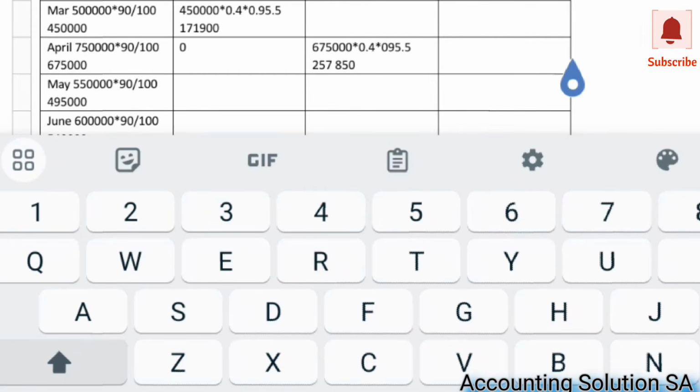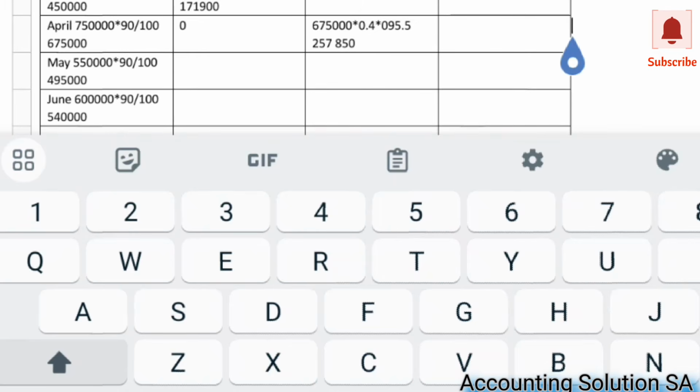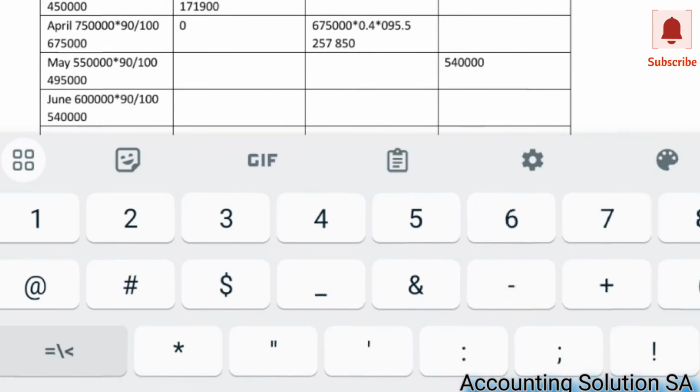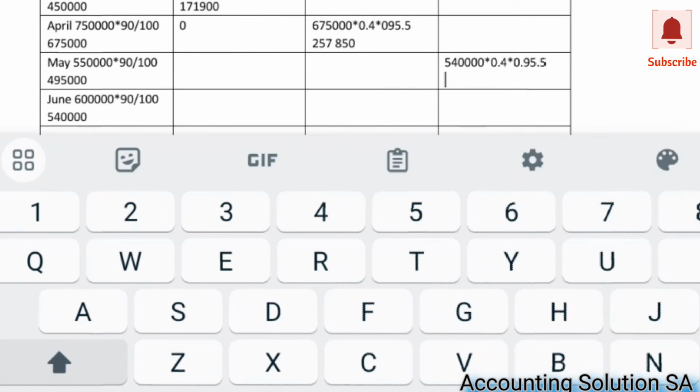Simple as that. Okay, now let's go to May. The following month of May is June. Okay, which means that this June is the one that we are going to calculate. 540,000 and we multiply by 0.4 and we multiply by 0.955, or 95.5%. Okay, let's calculate 540.